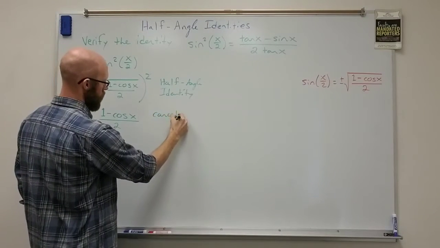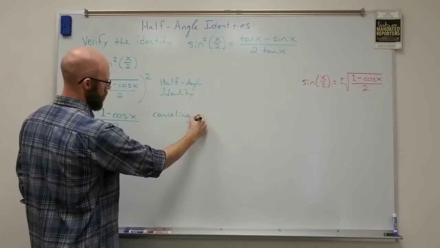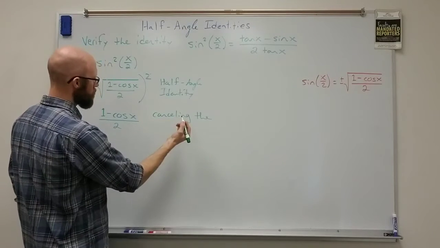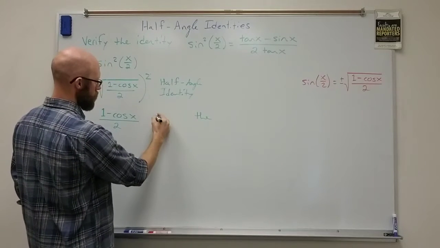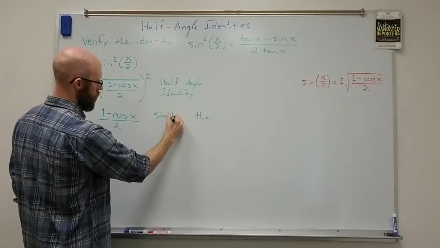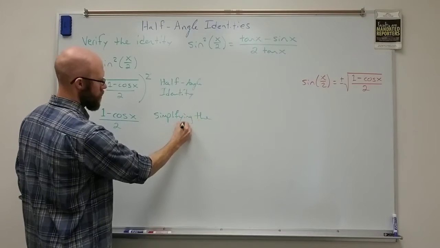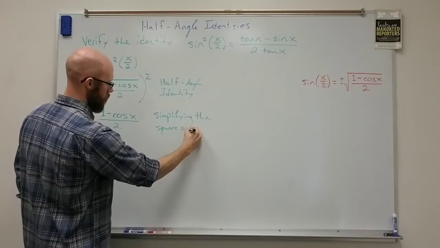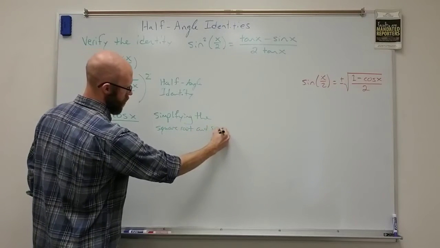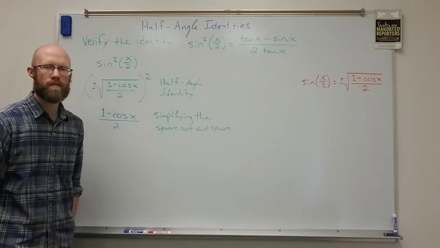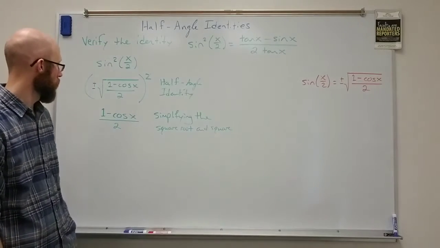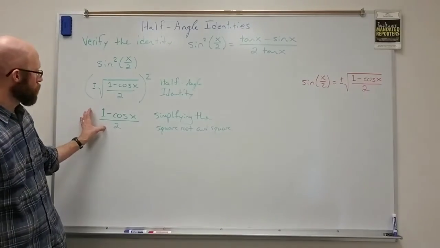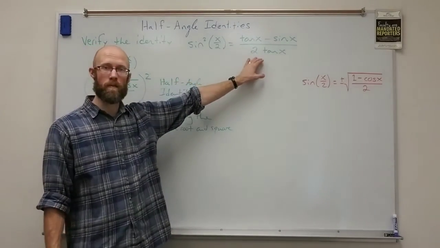And that's just by canceling the square root and square. Or simplifying, maybe that's even better. It's not really canceling, we'll say simplifying the square root and square. Okay, that's better. Then we take this expression, and I'm going to compare it to what we're looking for.